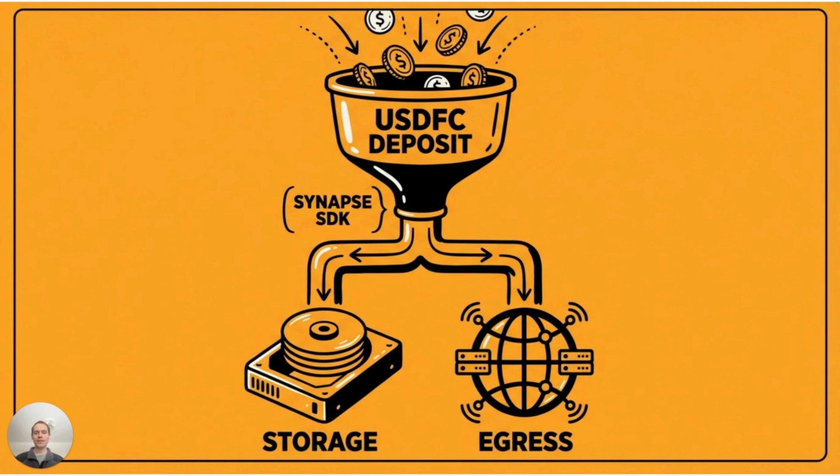If you're using CDN delivery through Beam, you just enable that flag when creating your storage context. The system then knows to route retrievals through the CDN network and bill egress accordingly. No separate egress account to manage, no extra contracts to interact with, just one funding pool with multiple services drawing from it as needed.